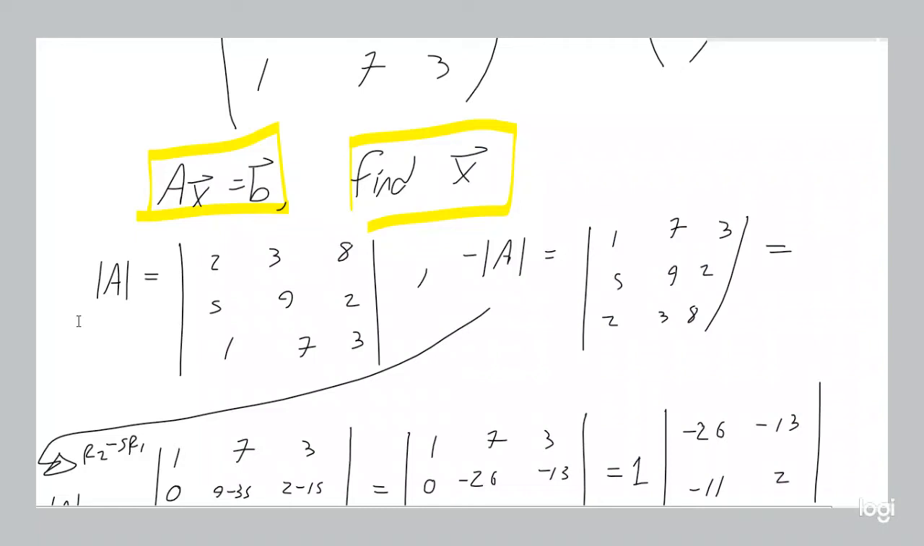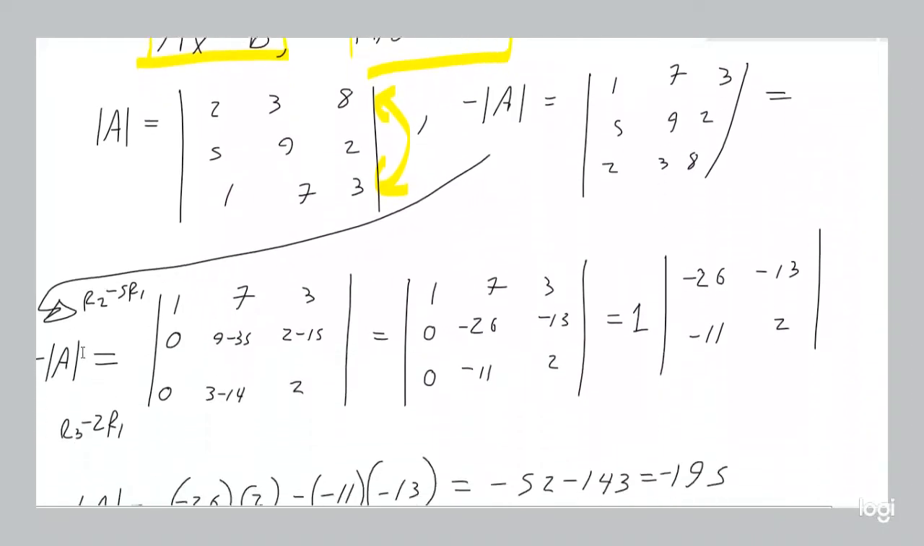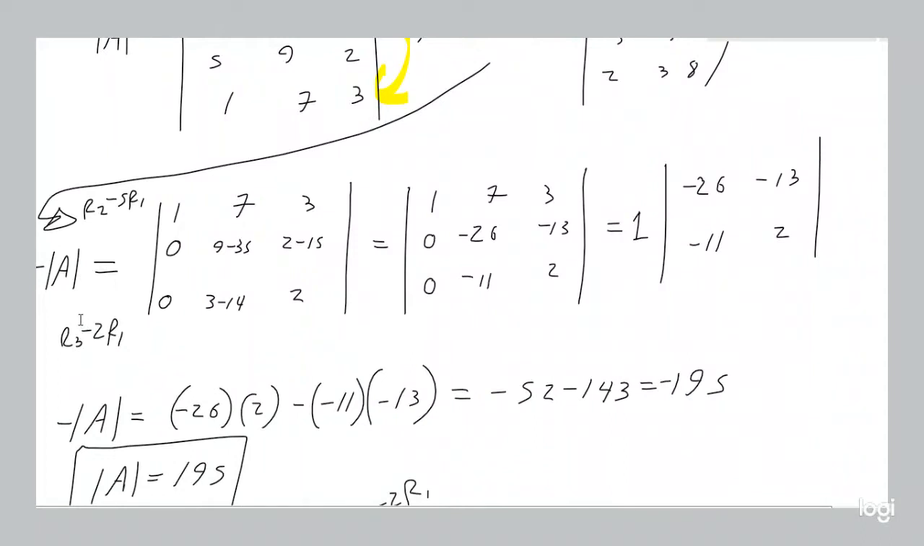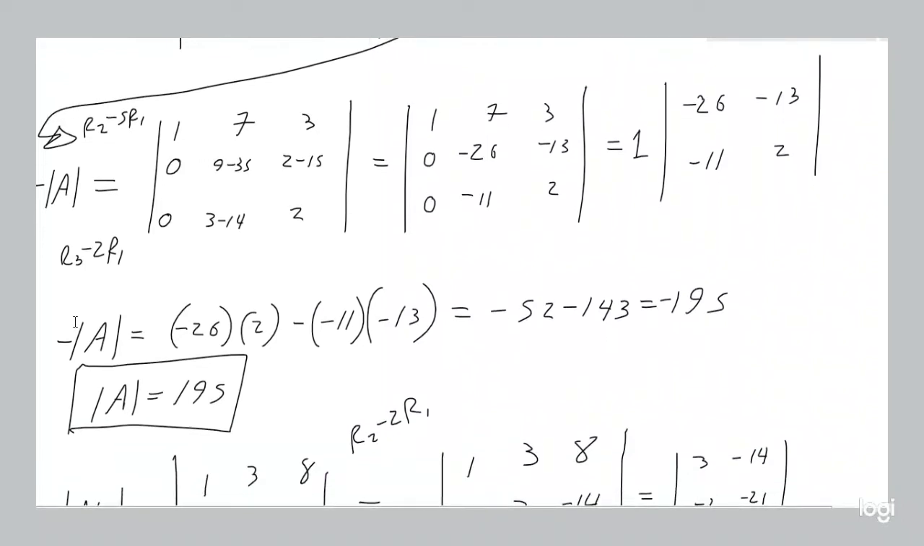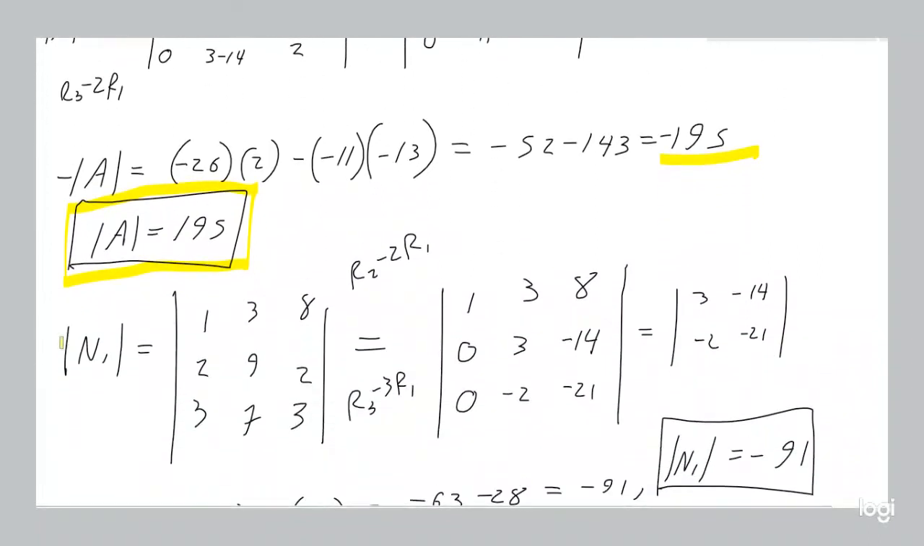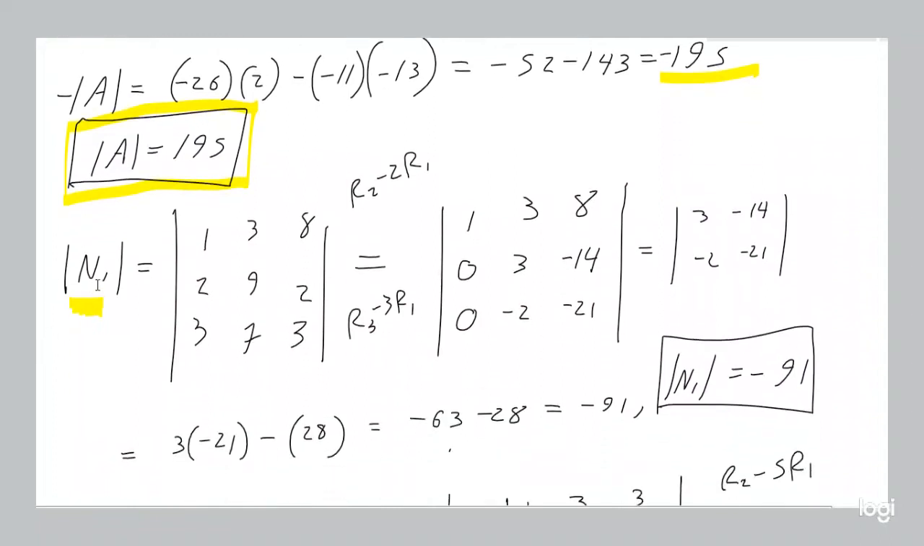All right, now first thing is we can switch these two rows, right? So we can switch the bottom row and the top row, and that's actually going to change the sign of our determinant. So now negative determinant of A is going to be the determinant of this value here. Okay, then we can do a row operation, which isn't going to change the value of our determinant, right? So eventually we have negative determinant of A is negative 195. So the determinant of A is 195. Okay, we'll also need N1, N2, and N3. Okay, so let's start with N1.